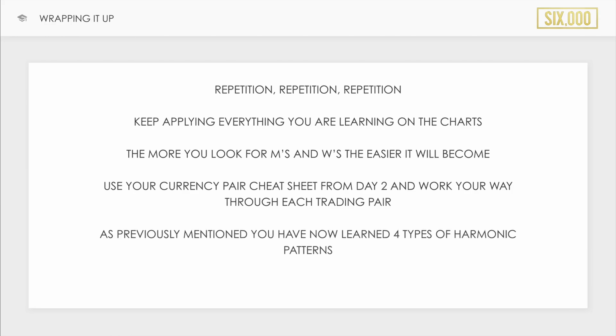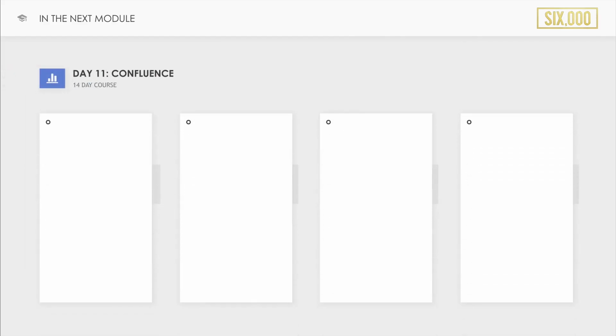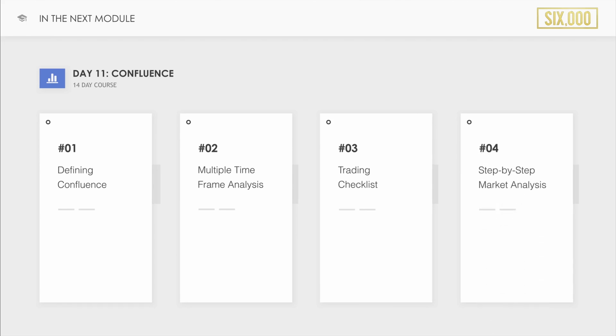And as previously mentioned 100 times, you have now learned 4 types of harmonic patterns, and there's definitely more to come. This is just the beginning of your harmonic trading capabilities. You have learned the bat, Gartley, Butterfly, and Crab, if you didn't know already. Now in tomorrow's module, which is day 11 confluence, we will be going over defining confluence, followed by multiple time frame analysis, then trading checklist, and finally step-by-step market analysis.